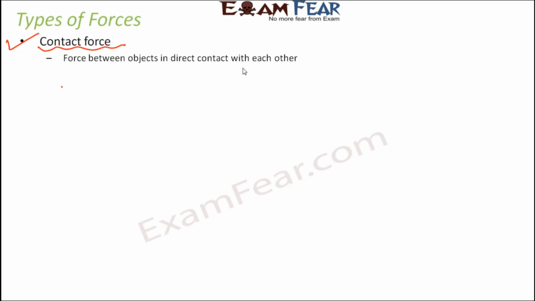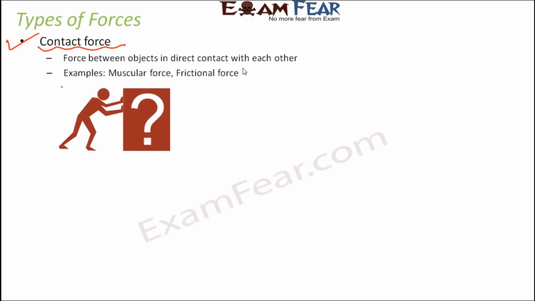Now when I say direct contact, that doesn't mean that both the objects should always be in direct contact. They can be in contact through a third object as well. Let me give you some examples. Muscular force, frictional force, these are all examples of contact forces. Now we will discuss them in detail a little later. Let us first look at some of the common examples which will help you to understand what is the meaning of direct contact.